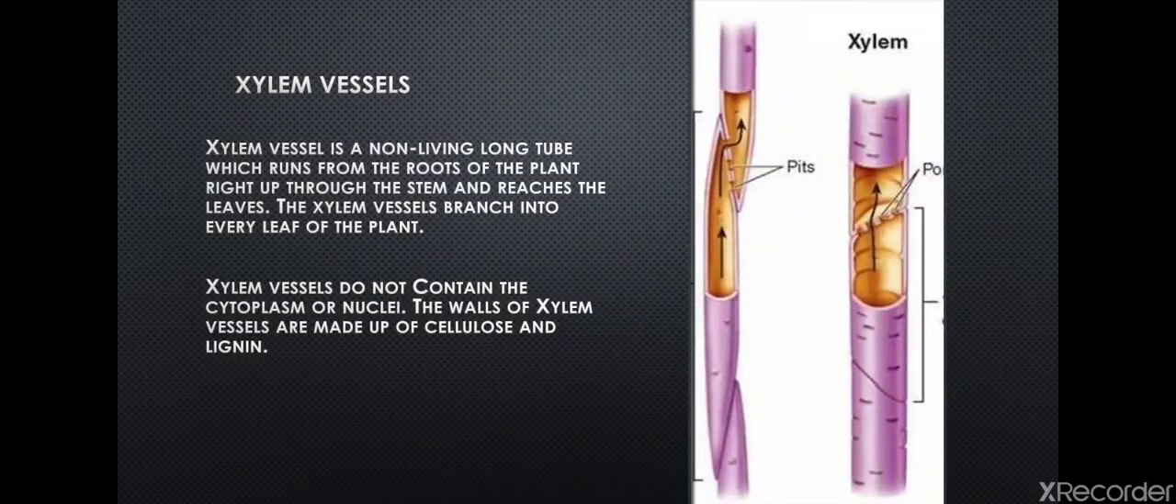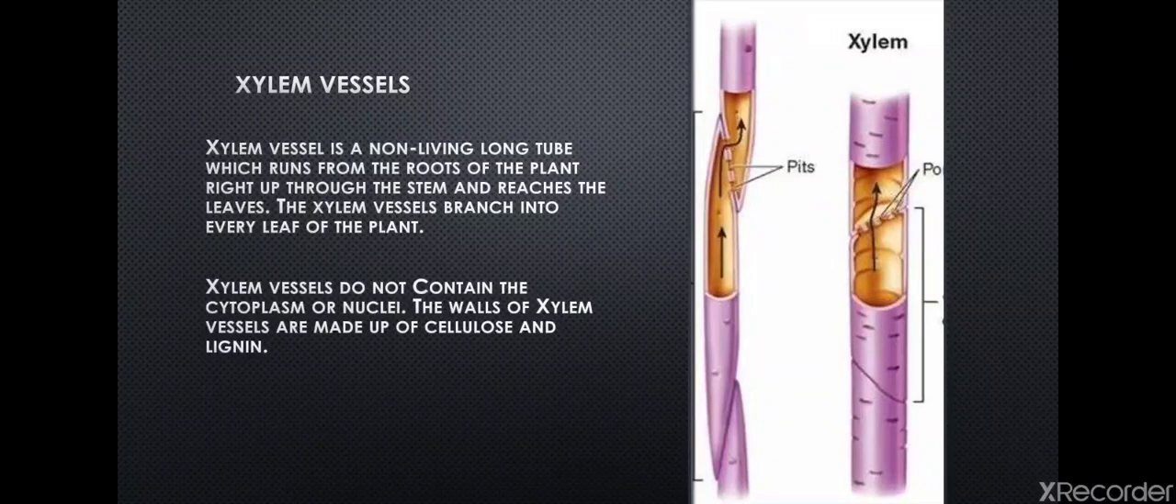Here we have xylem vessels. A xylem vessel is a non-living long tube which runs from the roots of the plant right up through the stem and reaches the leaves. The xylem vessels branch into every leaf of the plant. Xylem vessels do not contain cytoplasm or nuclei.